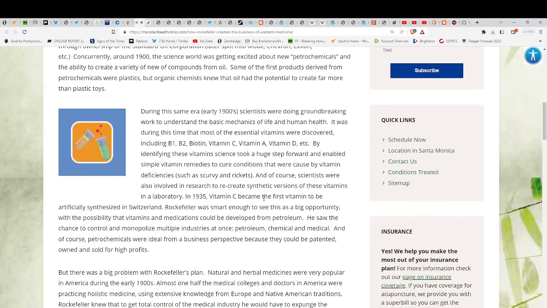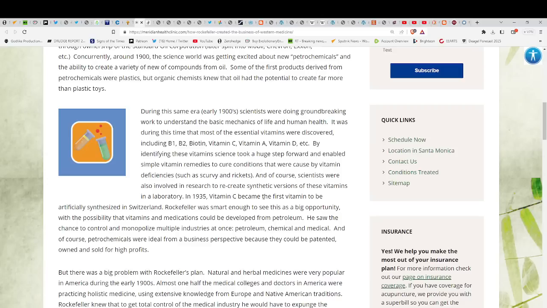During this same era, early 1900s, scientists were doing groundbreaking work to understand basic mechanics of life and human health. It was during this time that most of the essential vitamins were discovered, including B1, B2, biotin, vitamin C, vitamin A, vitamin D, etc. By identifying these vitamins, science took a huge step forward and enabled simple vitamin remedies to cure conditions that were caused by vitamin deficiencies, like scurvy and rickets. And of course, scientists were also involved in research to recreate synthetic versions of these vitamins in a laboratory. Because again, you could patent those things and make a lot of money down the line.